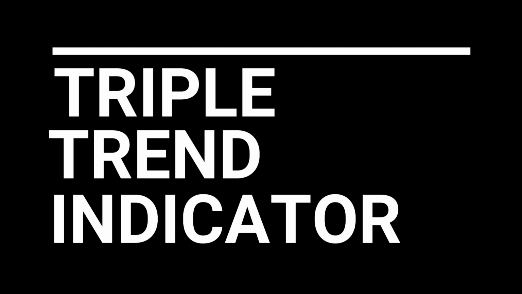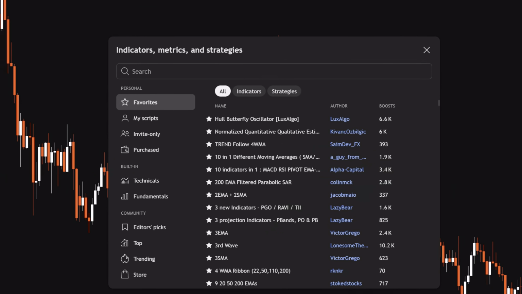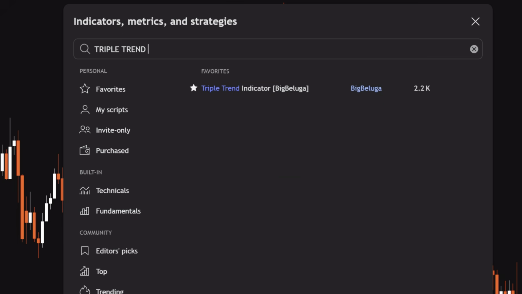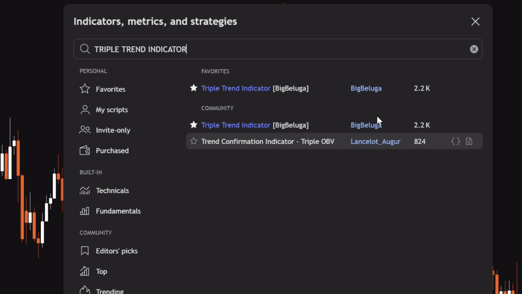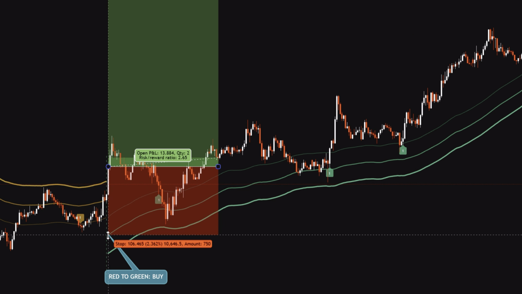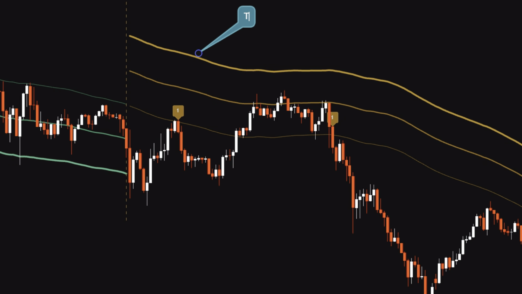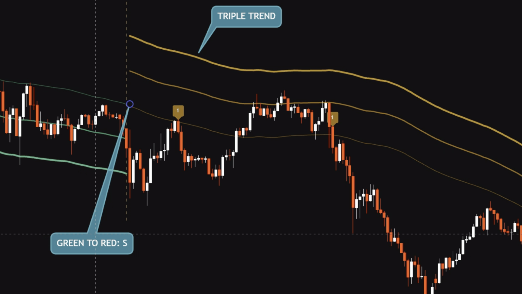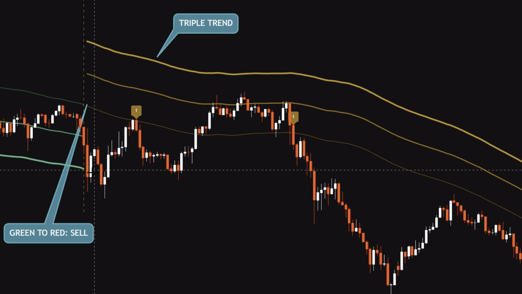Let's start with the triple trend indicator. Most traders use it in the simplest possible way. The color changes, they enter. Green appears, they buy. Red appears, they sell. The problem is that trend indicators aren't designed to tell you whether a pullback has truly ended. They're designed to help identify direction, and these are two completely different jobs.